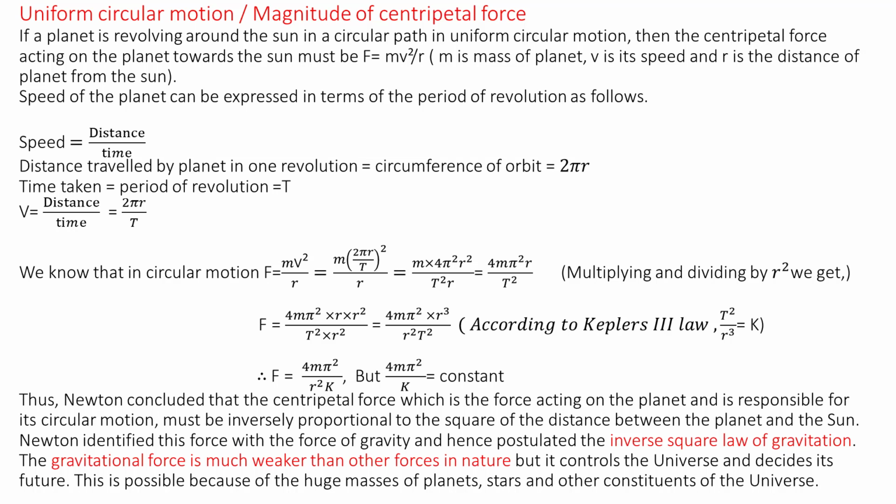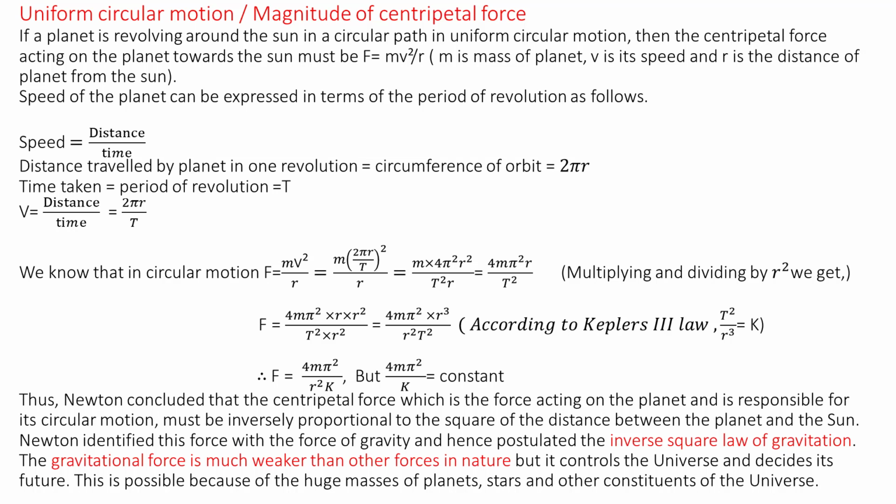We all know that speed is equal to distance travelled upon time taken. Thus, the distance travelled by the planet in one revolution is equal to the perimeter of the orbit, 2 pi r, or circumference of the circle. r is equal to the distance of the planet from the sun. Time taken is the period of revolution T. Substitute in the formula of speed. v is equal to distance travelled upon time taken, which is equal to 2 pi r upon T.